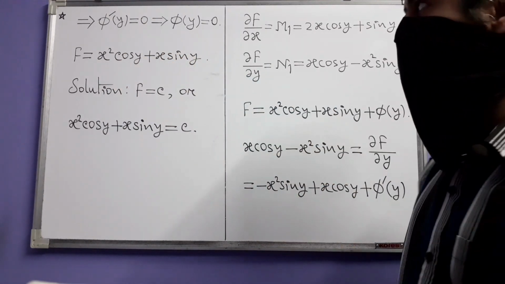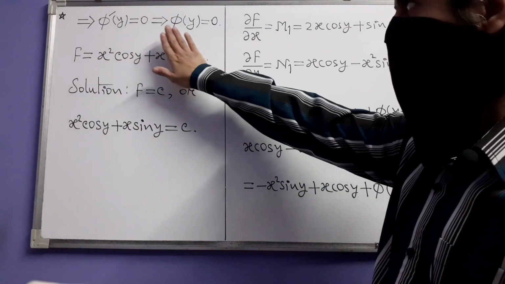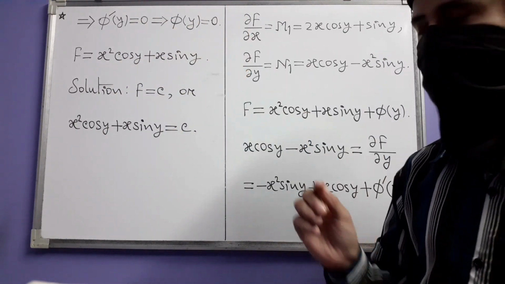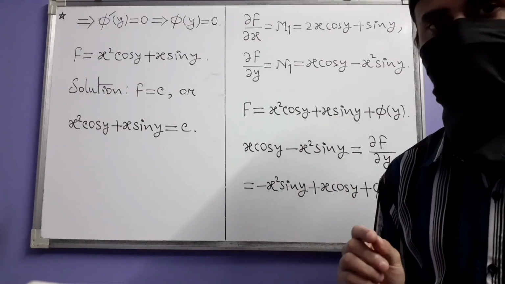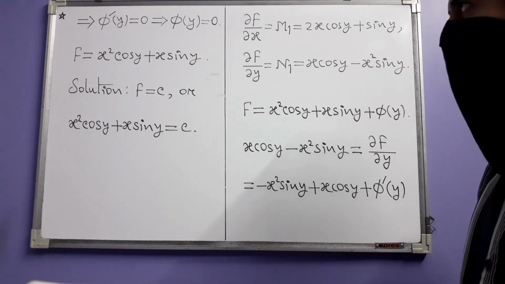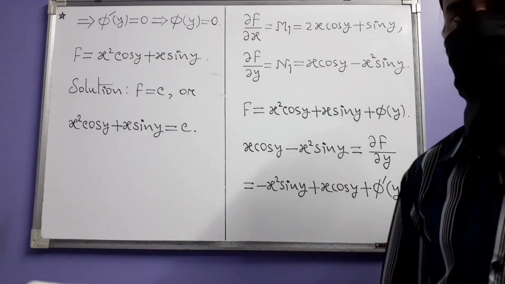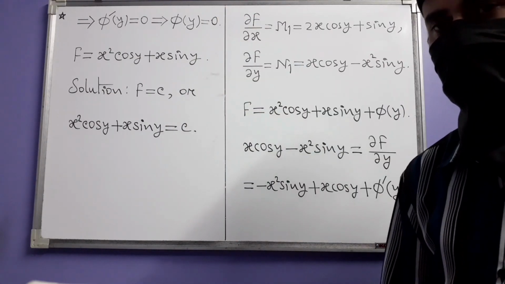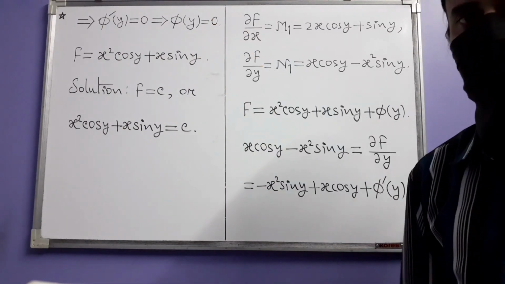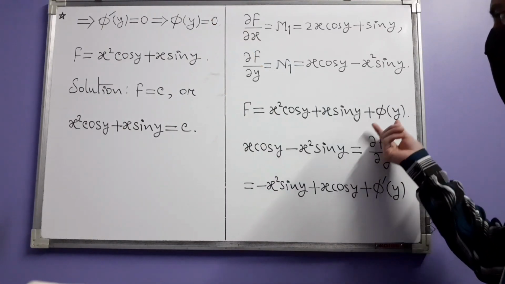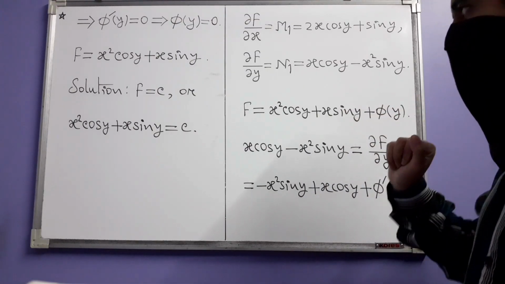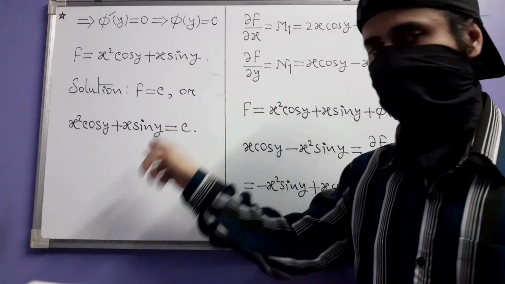From which, actually, this does not really imply that phi of y is 0, but more generally it implies that phi of y is constant, some constant, any constant. However, we have chosen phi of y to be 0. Why are we not using phi of y equal to c here? That is because we are going to use that value here. And after putting that value, we write the general solution.